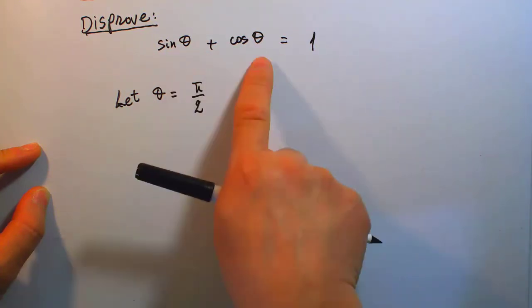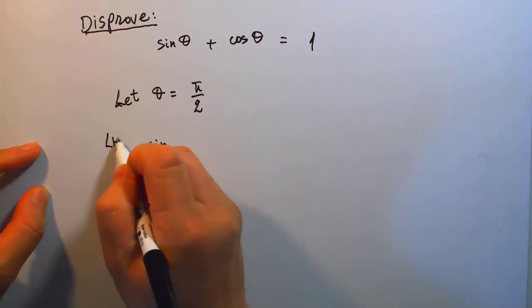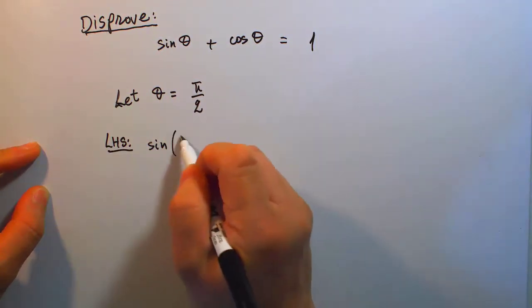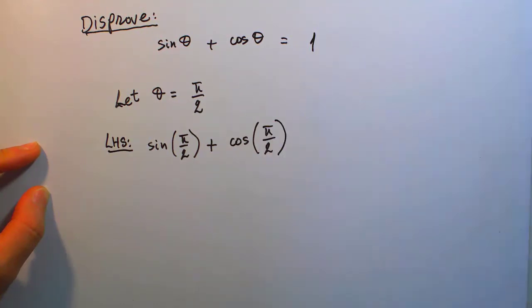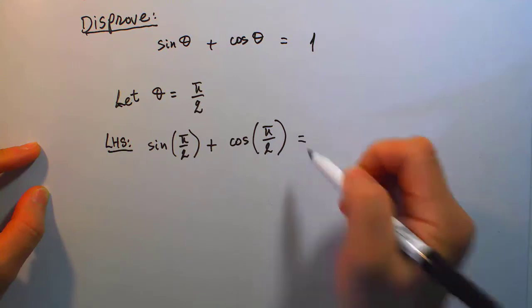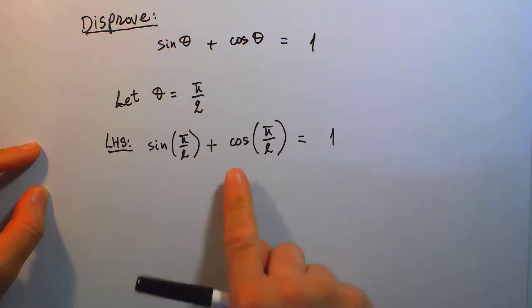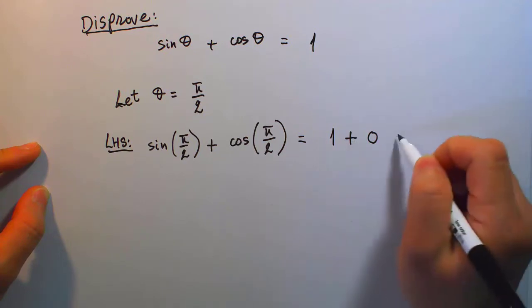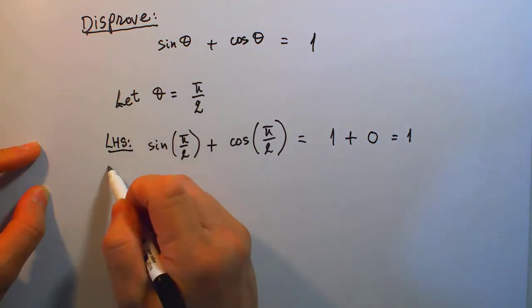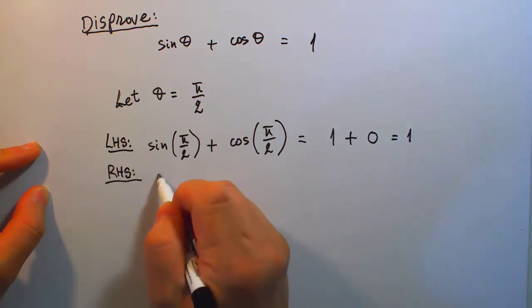Substituting theta equals pi over 2 for the variables in this equation, the left-hand side turns out to be sine of pi over 2 plus cosine of pi over 2. The value here turns out to be sine of pi over 2 equals 1, and cosine of pi over 2 equals 0. Plus 0, we have a value of 1. And the right-hand side is already 1.